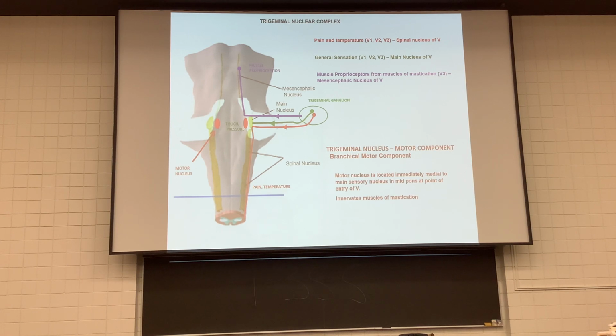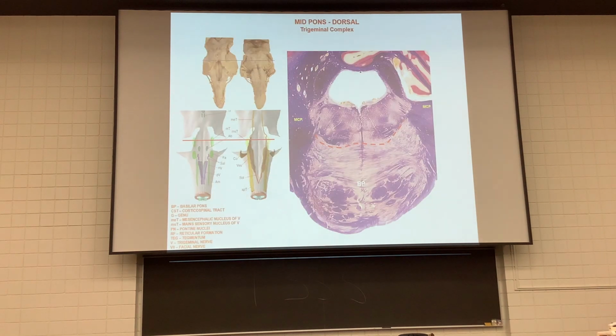And then the motor nucleus, remember those are output. Those cells are leaving, cell bodies are in the CNS, and they're going out to the muscles of mastication. So, can we find those on a real cross-section?